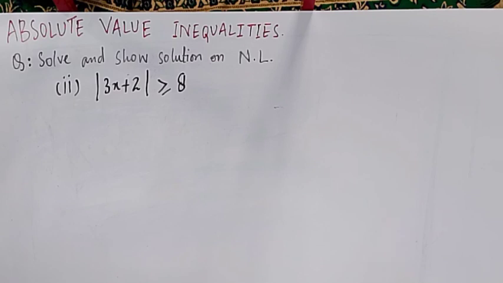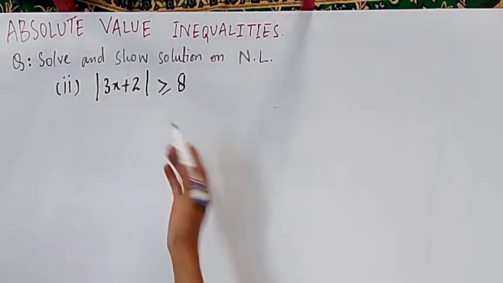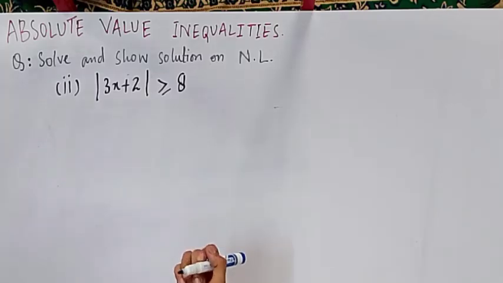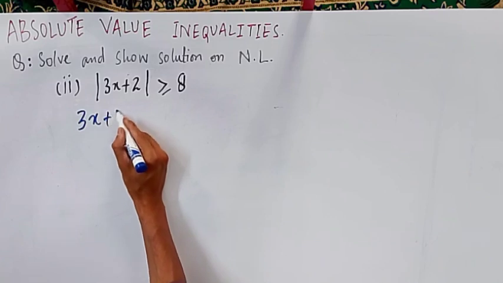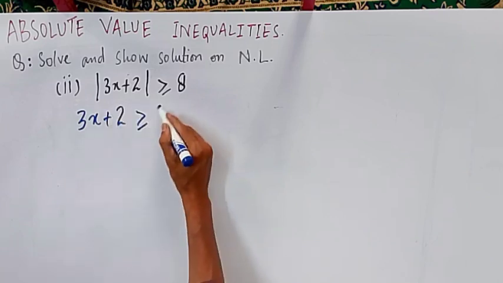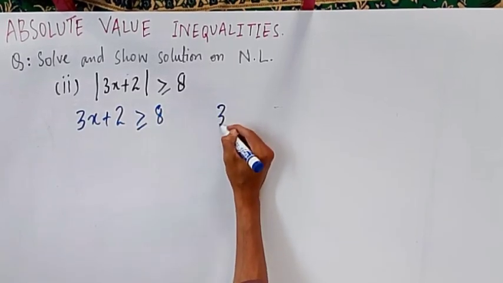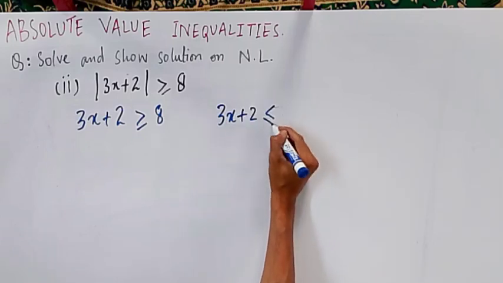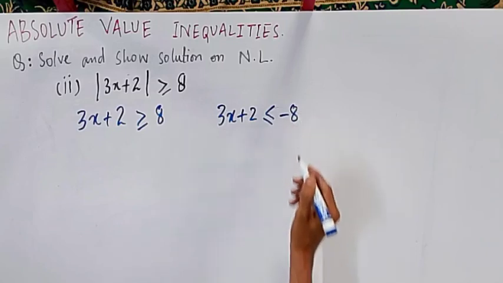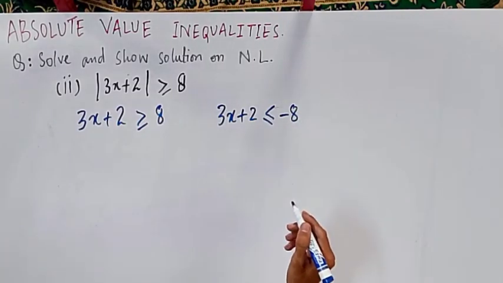Now we have another example over here. Now you see in the previous one it was only less than. In this one it is greater than equals to, so that's totally fine, you can do it. 3x plus 2 greater than equals to 8, but when you will write it with minus, you will change it, less than equals to minus 8. Now you know how to solve it.